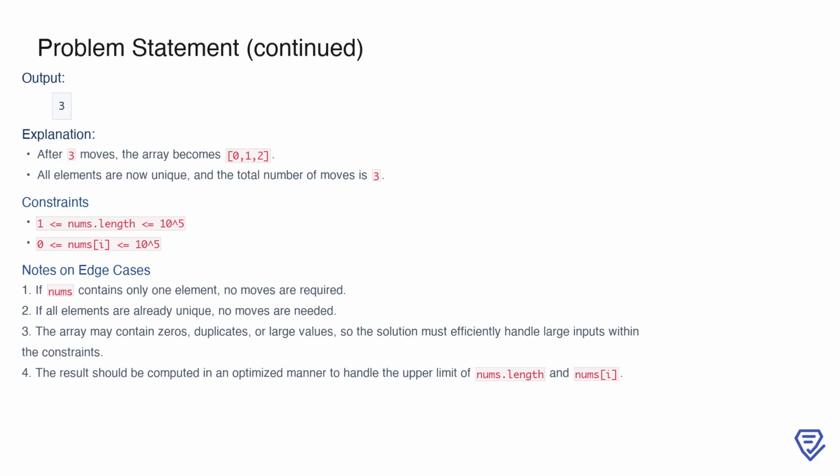Let's also discuss the constraints and some important edge cases. The array length, nums.length, can range from 1 to 10^5, and each element in the array can range from 0 to 10^5. This means the solution needs to be efficient enough to handle large inputs. For edge cases, if nums contains only one element, no moves are needed because a single element is already unique. Similarly, if all the elements in the array are already unique, no moves are required. Additionally, the array can include zeros, duplicate values, or very large numbers. The solution must account for these scenarios and compute the result optimally, even at the upper limit of the constraints.